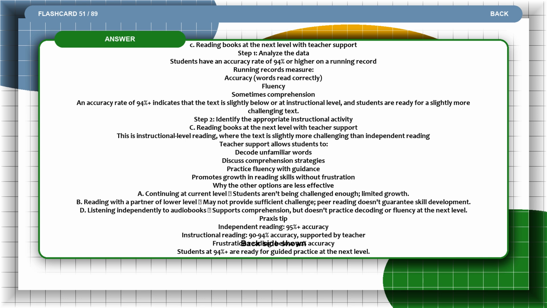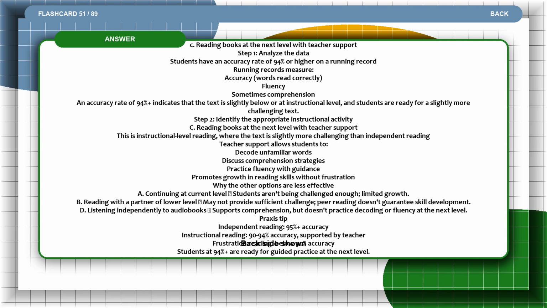A. Continuing at the current level: students aren't being challenged enough, limited growth. B. Reading with a partner of a lower level: may not provide sufficient challenge. Peer reading doesn't guarantee skill development. D. Listening independently to audiobooks: supports comprehension but doesn't practice decoding or fluency at the next level.